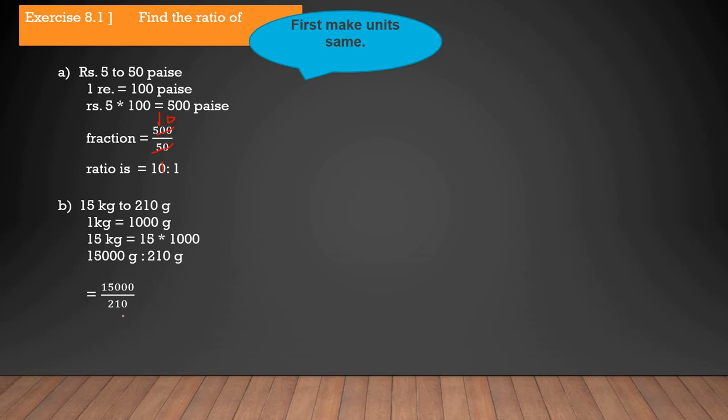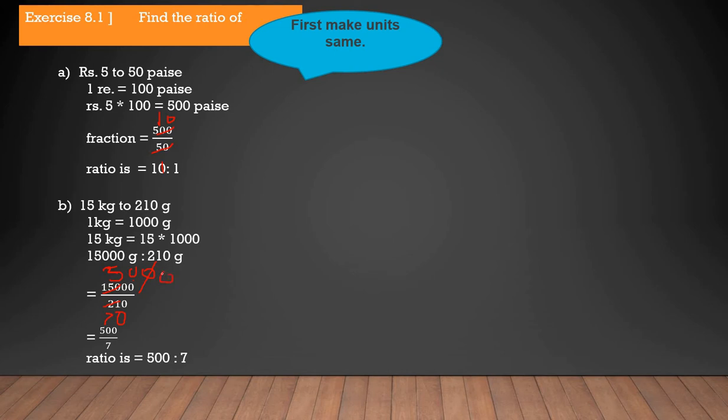This ratio I'm going to write in the fraction form. So 15,000 upon 210. If you divide it by 3, you will get 5,000 upon 70. This is not dividing further. That's why you have to stop here. So my ratio is 500:7.